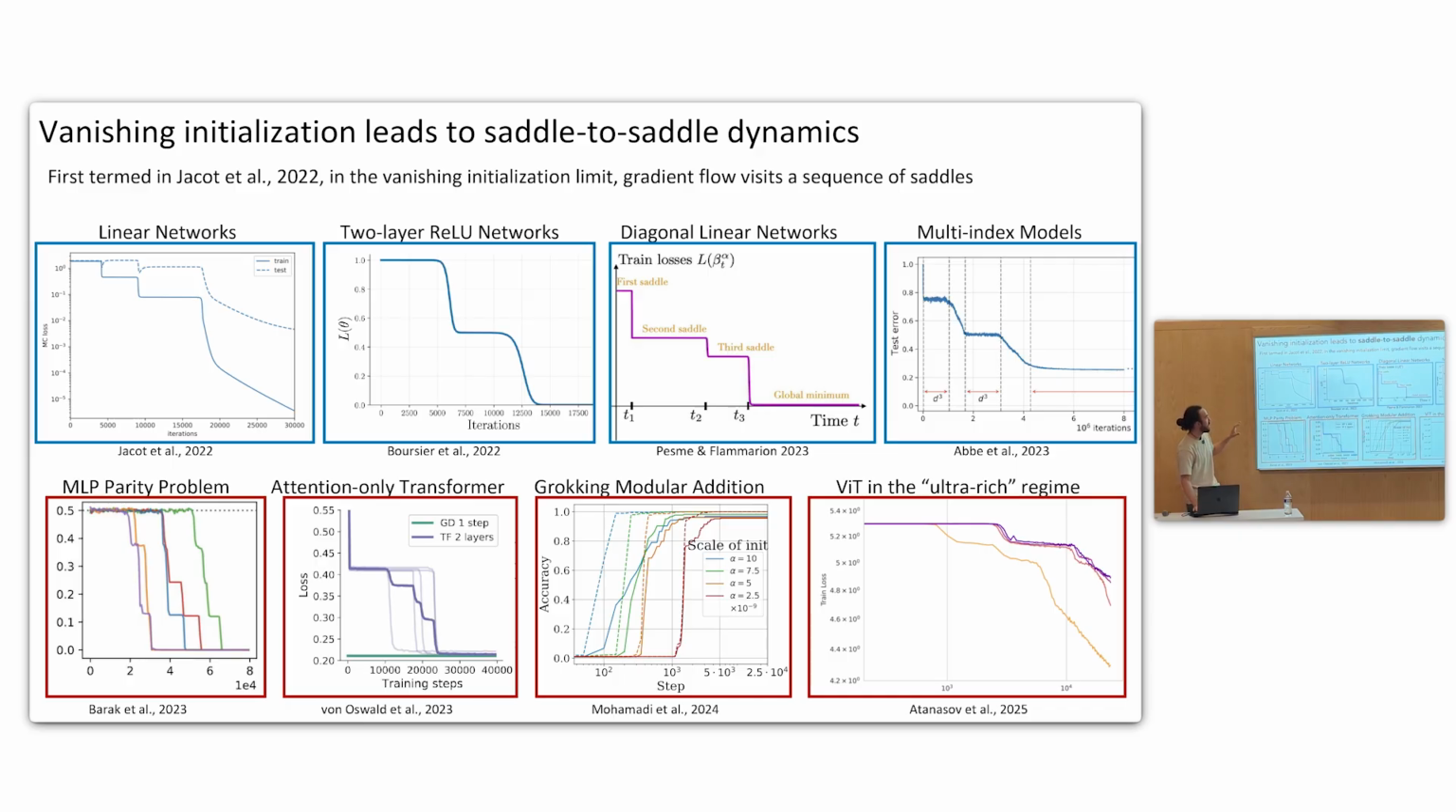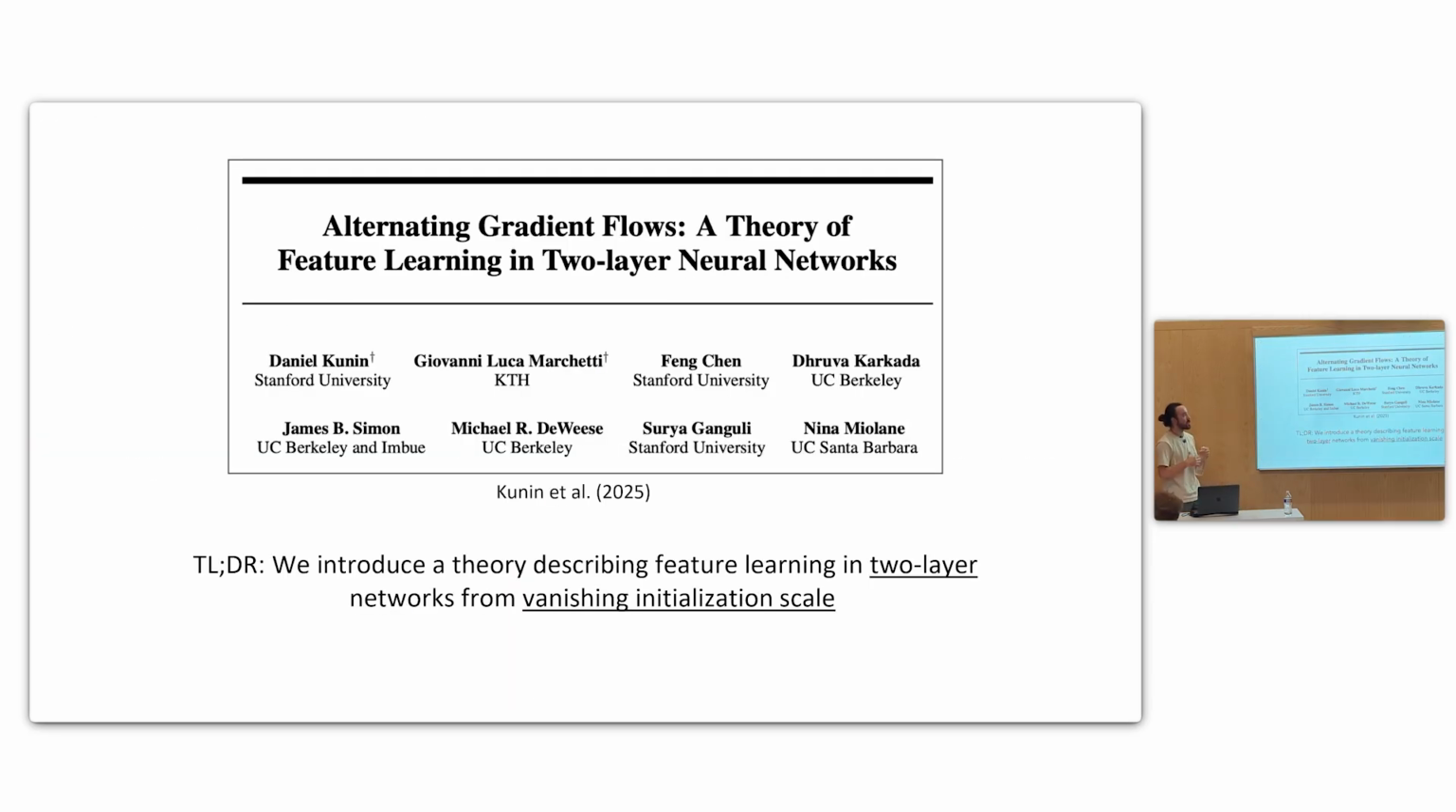And the behavior we see is that there are plateaus followed by drops in the loss. And the idea is that this sequence of plateaus and drops is associated with going from one saddle point to the next. So in this first paper, the goal was to construct a theory or an ansatz of what that saddle-to-saddle dynamics process looked like in the vanishing initialization limit for a class of neural networks, in particular just two-layer networks.